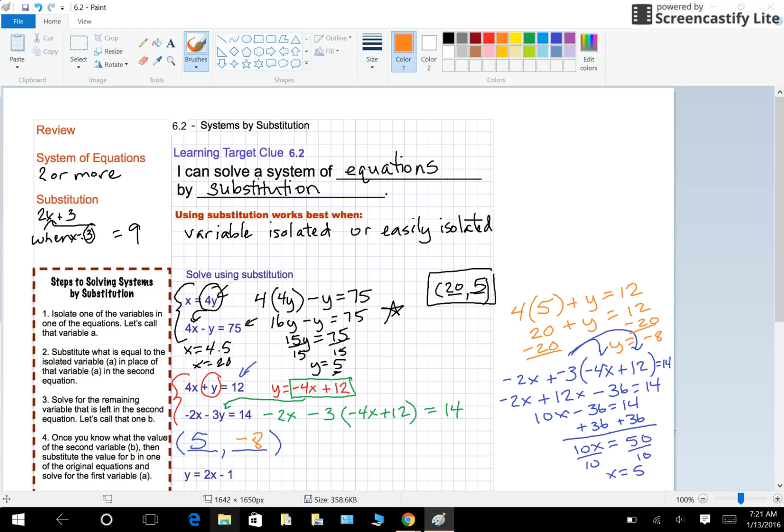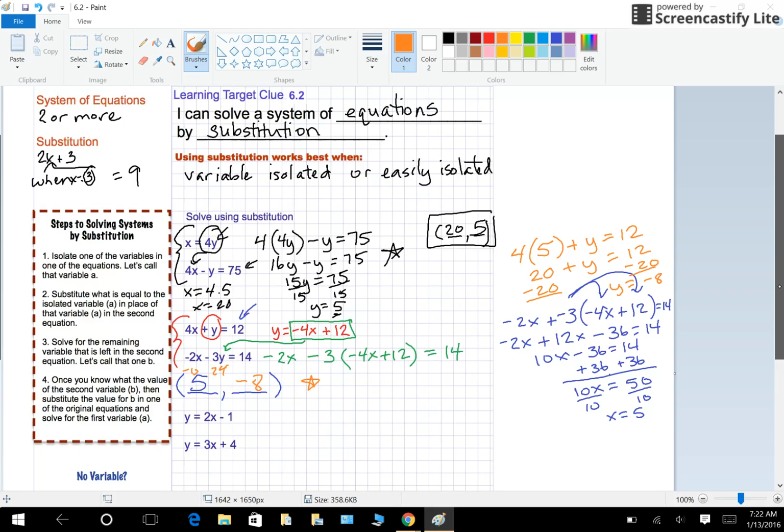Now I can double check and make sure. I've already done it for 4x plus y, but I haven't really made sure that it works for my second one. It should if I did all my math correct, but let's try it out and just do it real quickly in our head. I put 5 in for x, so I get negative 2 times 5 is negative 10. I put negative 8 in for y, so I have negative 3 times negative 8 is positive 24. 24 minus 10 is 14, and it works.